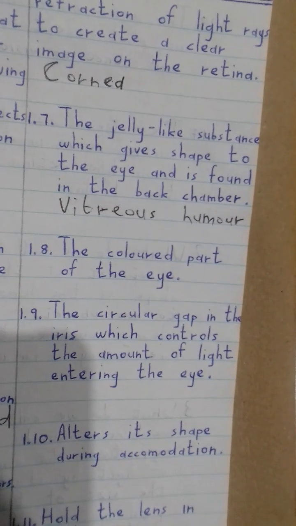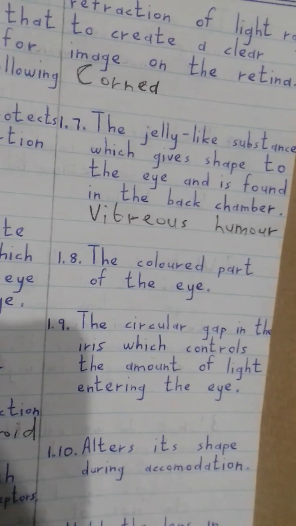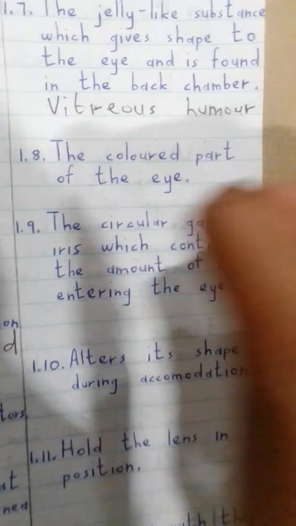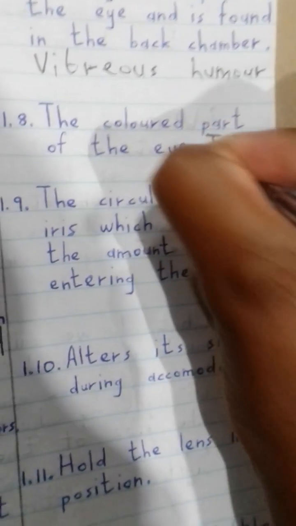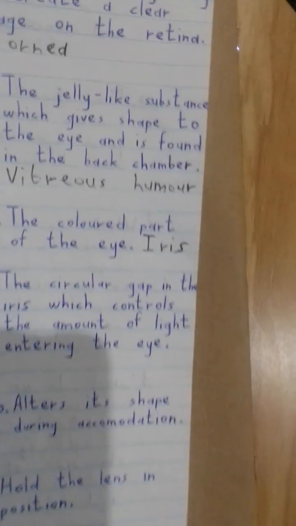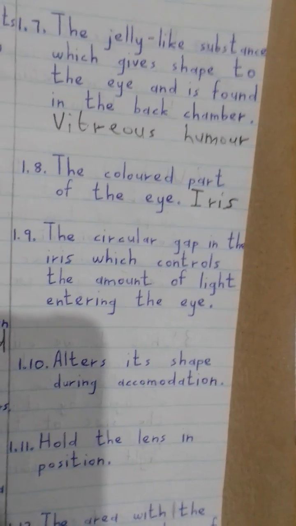Okay. 1.8, the colored part of the eye. Please note that the colored part of the eye is the iris. Just as a side note, my iris is brown.